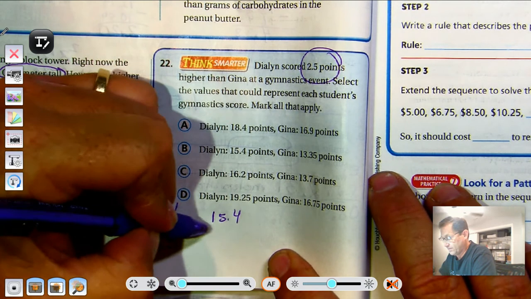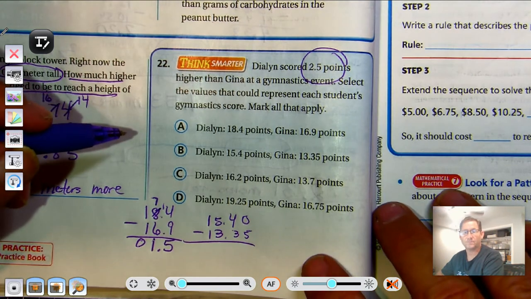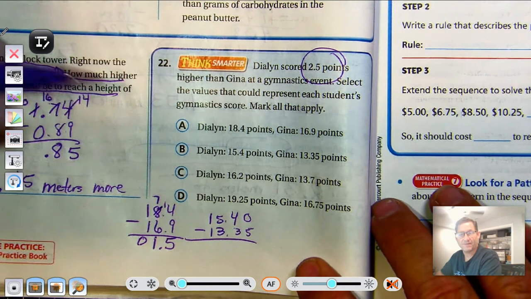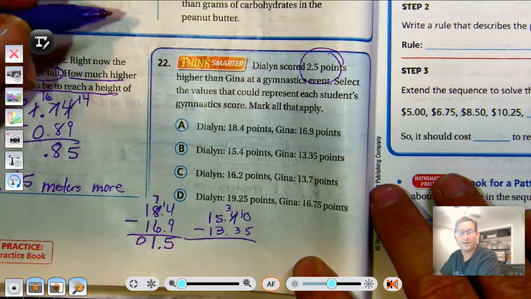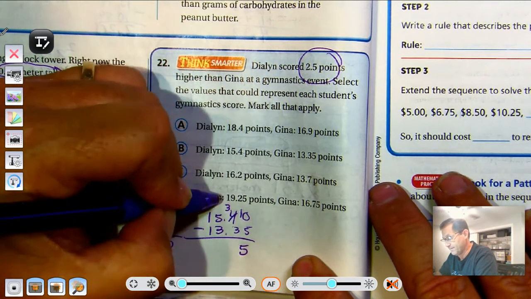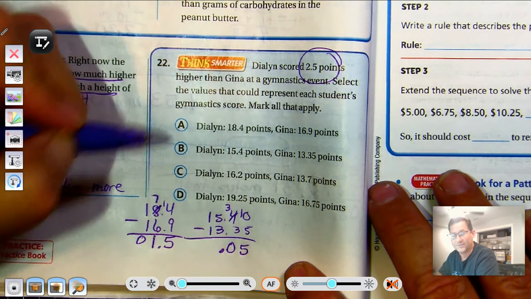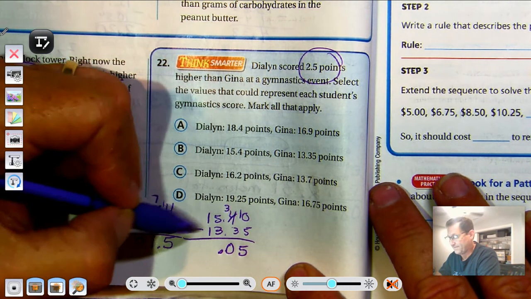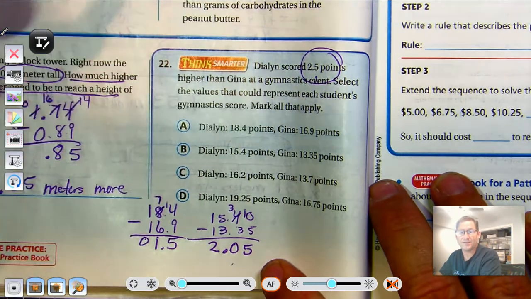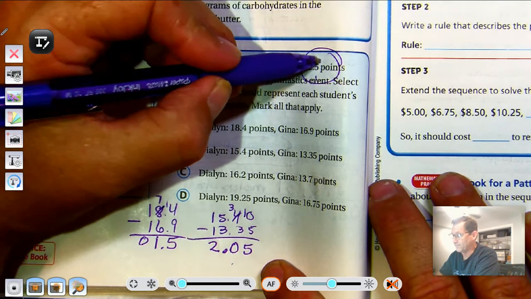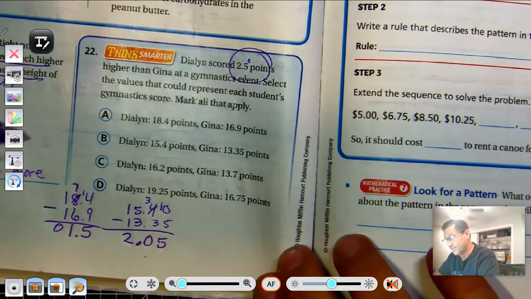15 and 4/10 take away 13 and 35 hundredths. I'm going to add a 0 to the right of the 4/10. I can't take 5 hundredths from 0 hundredths. So I'm going to regroup from the tenths. 10 hundredths take away 5 hundredths is 5. 3/10 take away 3/10 is 0/10. Bring down the decimal. We're finished with that. And I see 15 take away 13, that's 2. So 2 and 5 hundredths. Well, that is not the same as 2 and 5/10. Remember, if you put a 0 after that, that would be 2 and 50 hundredths. So those aren't the same. So not B. Let's try C.